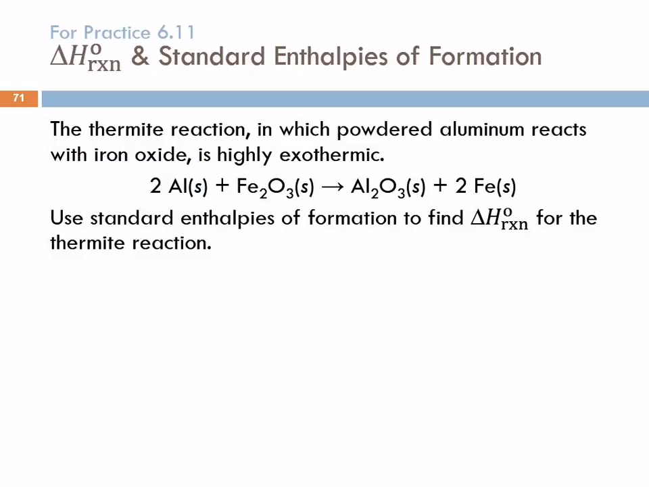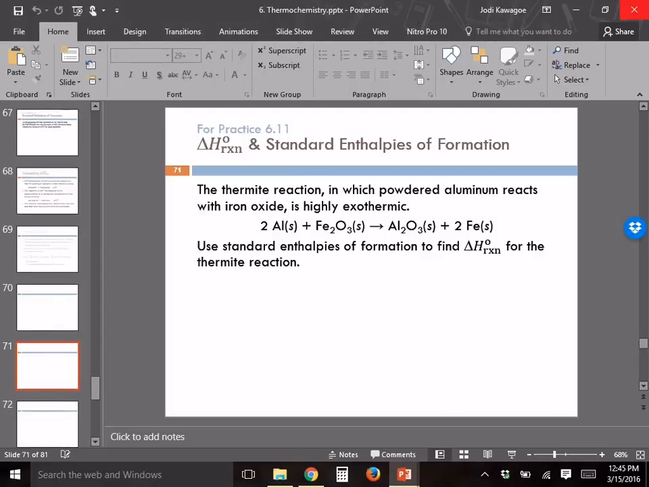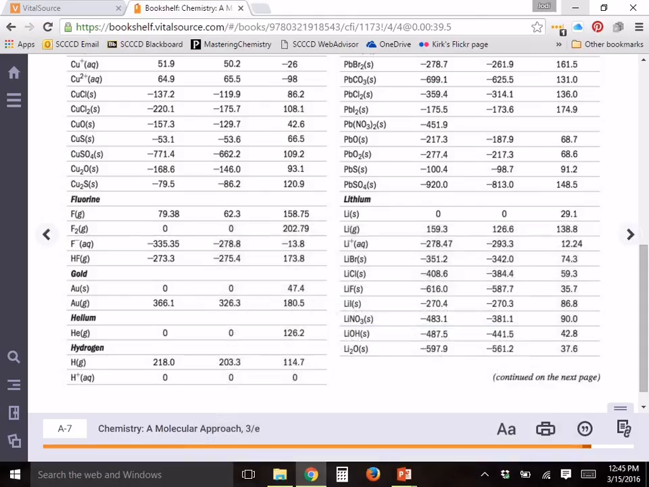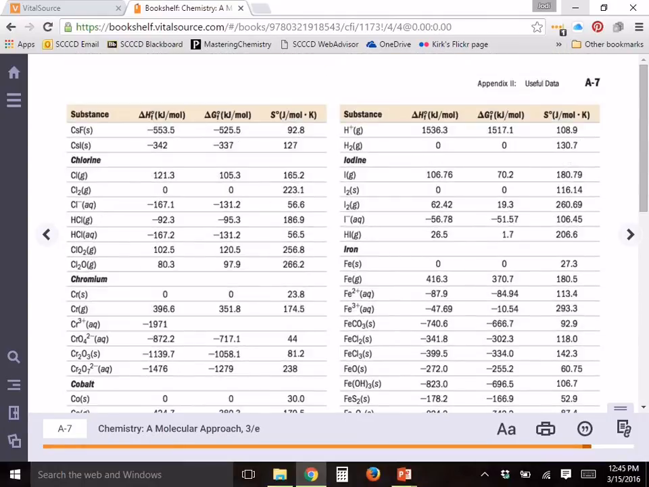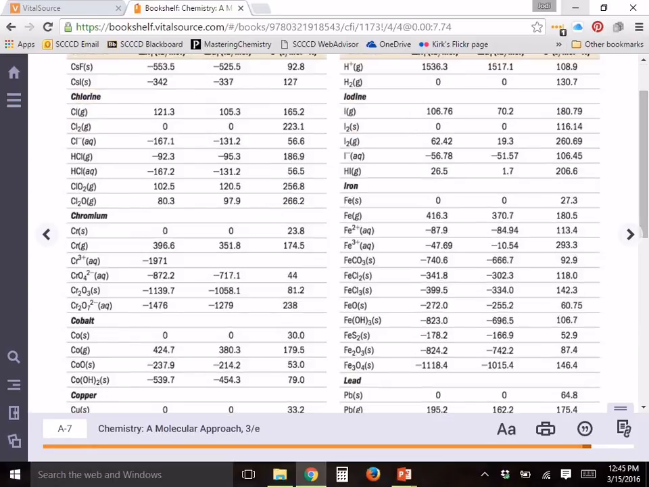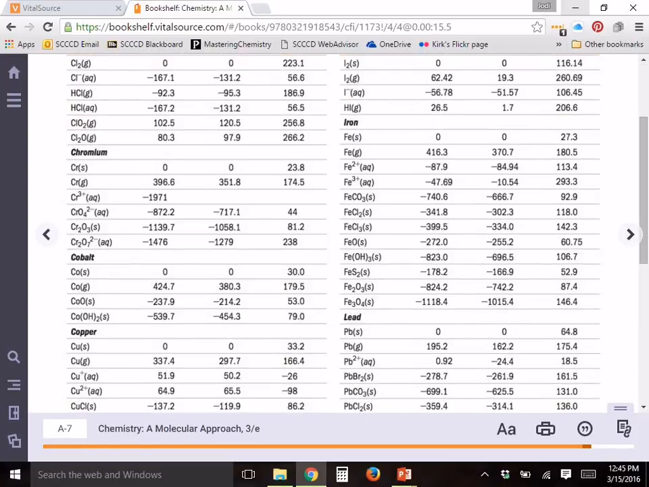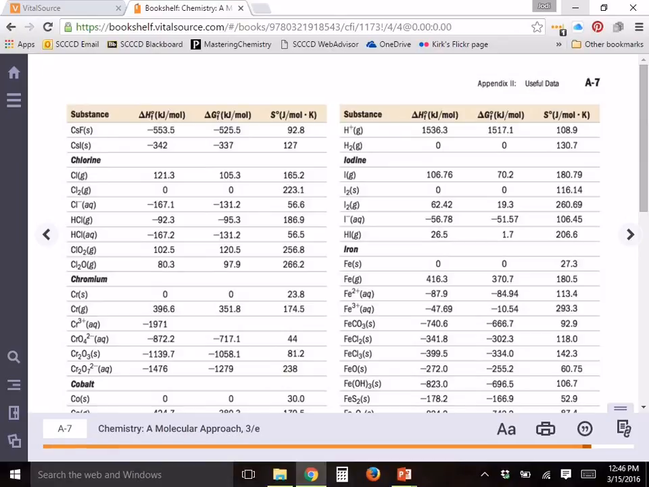So let's do an example. Let's see if I can do what I was trying to do earlier. So here is the appendix, the table that's in the appendix of your book, because these heats of formation are not in the table in the PowerPoint. So we've got Fe2O3. Here we've got Fe2O3. This first column is heat of formation.